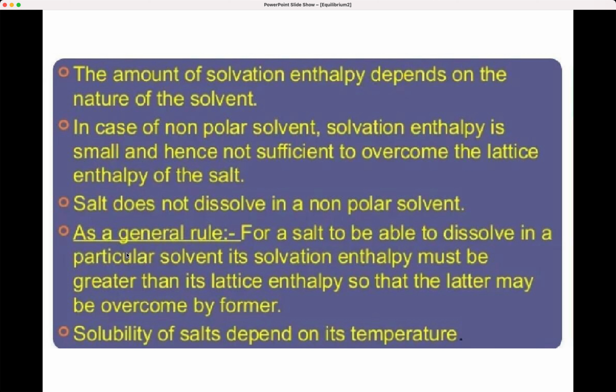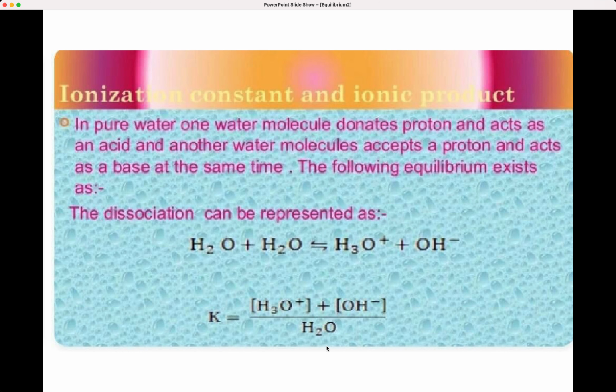So we can make a general rule here: for a salt to be able to dissolve in a particular solvent, its solvation enthalpy should be greater than its lattice enthalpy, so that the lattice enthalpy can be overcome by the solvation enthalpy. And solubility of a gas will always depend on its temperature.